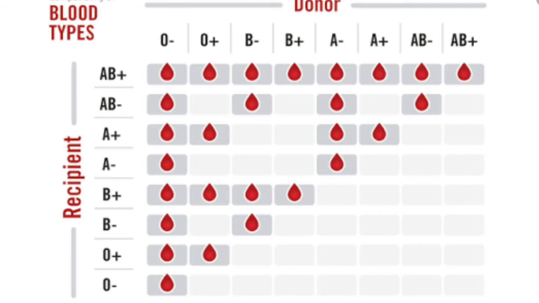This picture shows the recipient of the blood types here. So for example, AB plus can only donate blood to an AB plus. For AB negative, they can only donate blood to AB plus and AB negative.